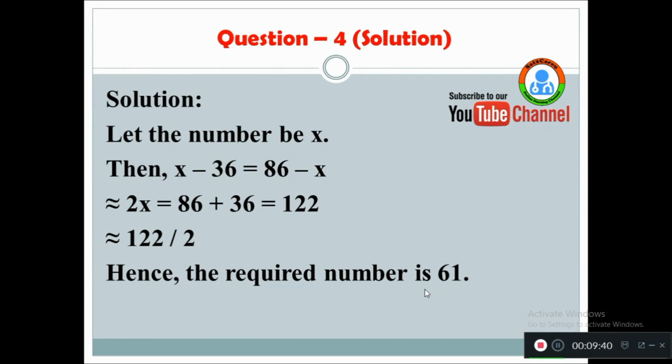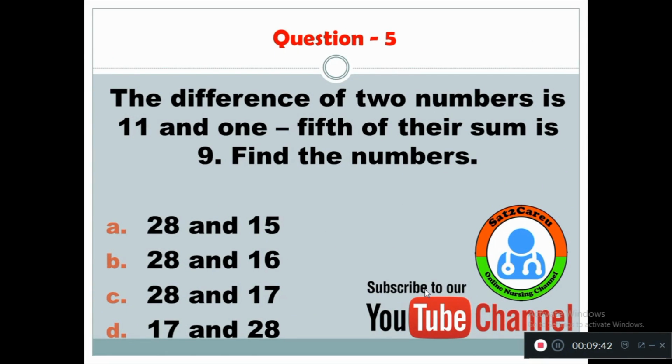Now we go for the fifth question. The difference of two numbers is 11 and 1/5 of their sum is 9. Find the numbers. Option A 28 and 15, B 28 and 16, C 28 and 17, D 17 and 28. Let's see the answer. 28 and 17 will be the answer for question number 5.